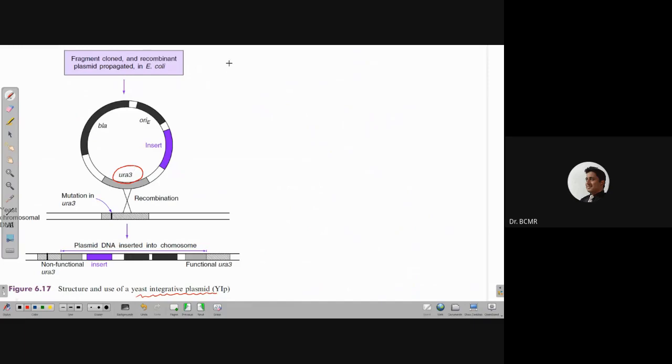So the host that you have chosen should be URA3 minus. That means, again, as in the case of the previous one, I will try to describe it so that you'll understand. If you take a uracil auxotroph host like this and you grow it in minimal medium, it will not grow. But if you take the host URA3 minus in minimal medium plus uracil, then it will grow. Okay.